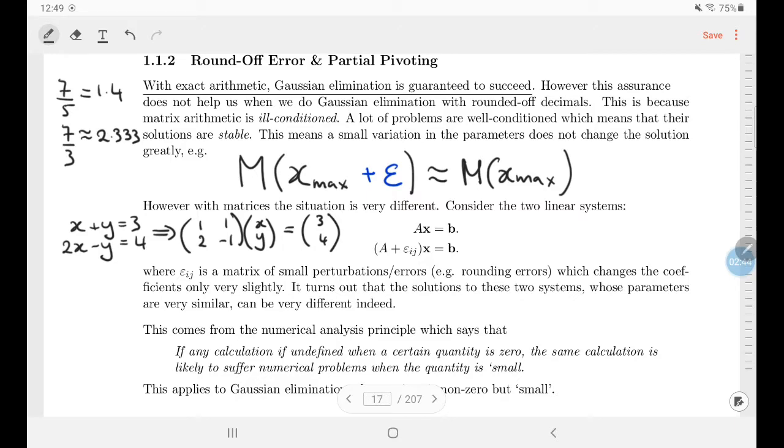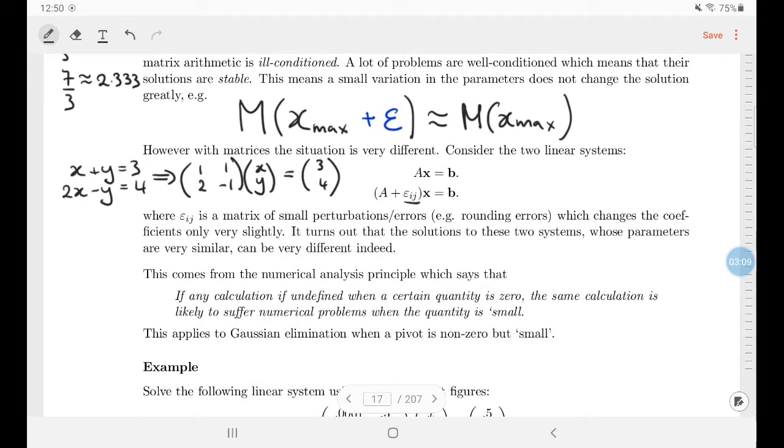So it turns out that if you just change the matrix a little bit, so this epsilon is just little differences. So instead of using 1, use, say, 0.999. Instead of using 7/3, you use 2.333. These can have very, very different solutions. Okay, so it turns out solutions of two very, very similar problems can have very, very different solutions.